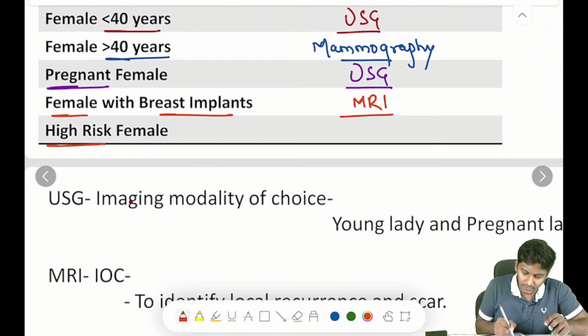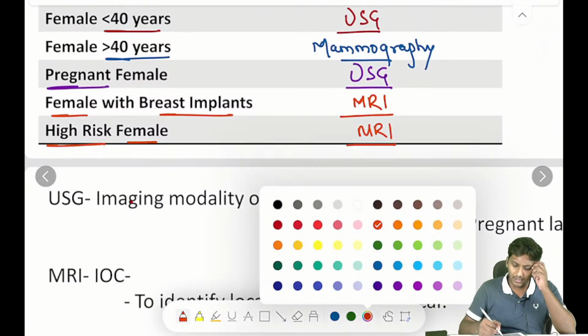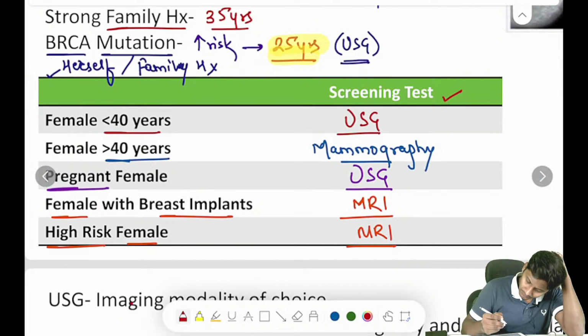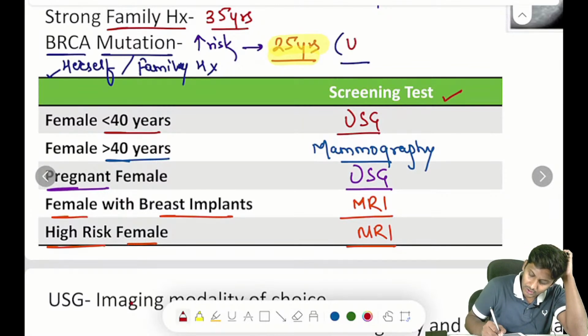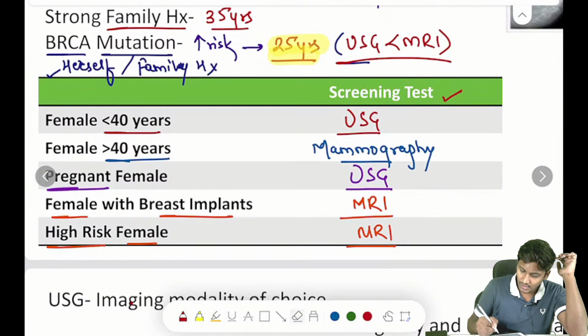In higher risk females, we can better use MRI. For example, here is a young female. Here you can start with ultrasound, but if you feel you need a better technique in this patient, you can start with an ultrasound, but a better technique will always be MRI in a high risk female.